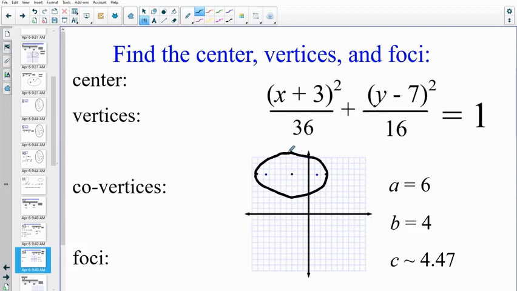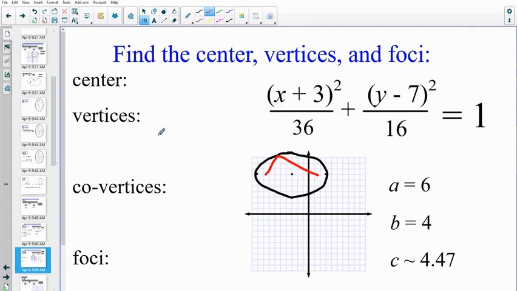So now if I've done a good job of this, and I haven't done a great job of this, but if this is an ellipse, then this distance would be the same no matter which point I choose on the ellipse. So there we go. That's finding the center, vertices, and foci and graphing it.